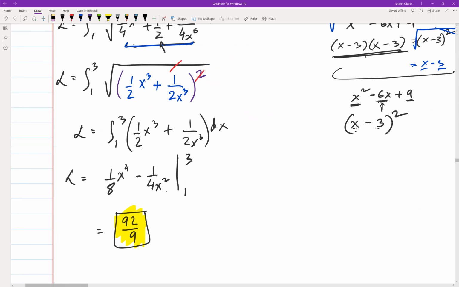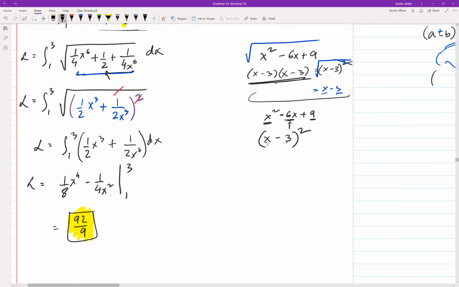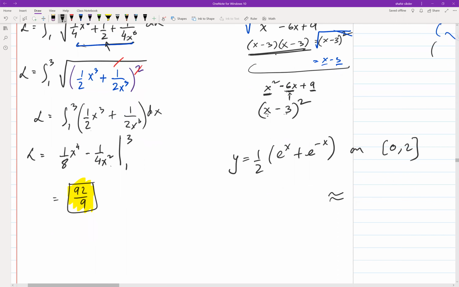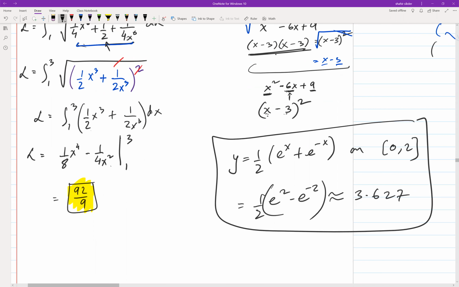If you want another practice, you may try doing this problem: y equals 1/2 times e to the x plus e to the -x on the interval 0 through 2. Find the arc length of that. And if you did it correctly, you should end up getting approximately 3.627 on the calculator, or the exact answer would be 1/2 times e squared minus e to the -2. Please make sure you use that practice.